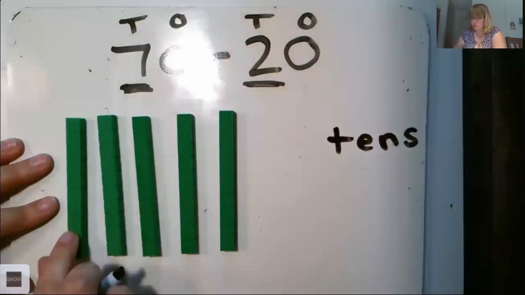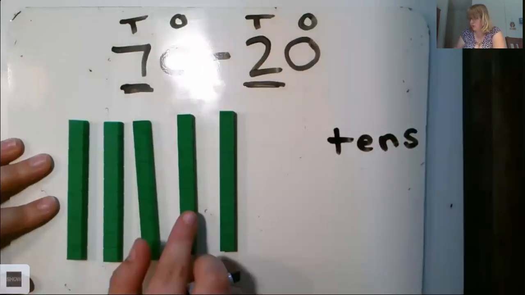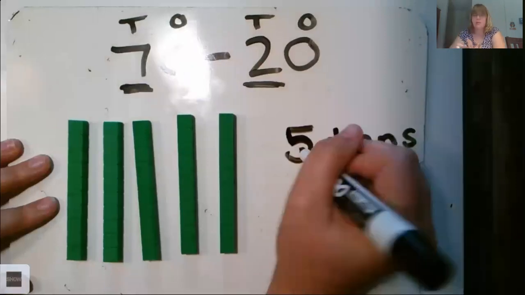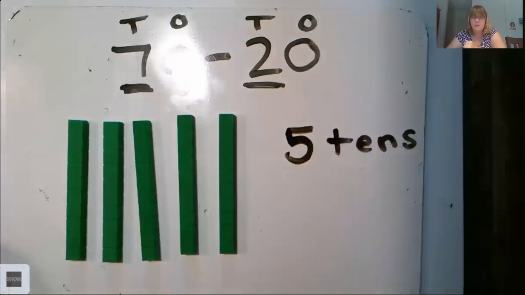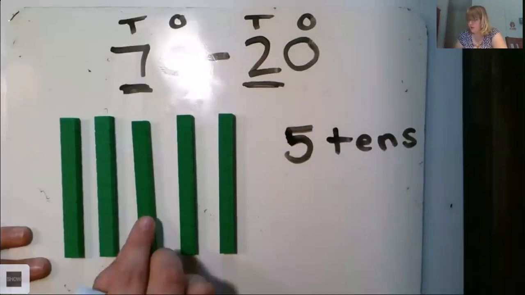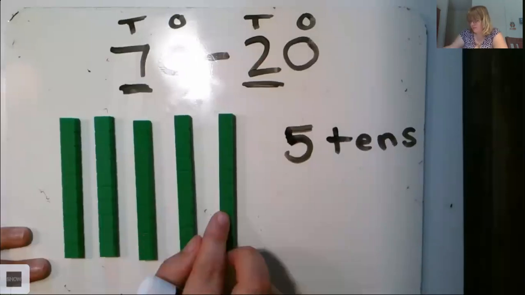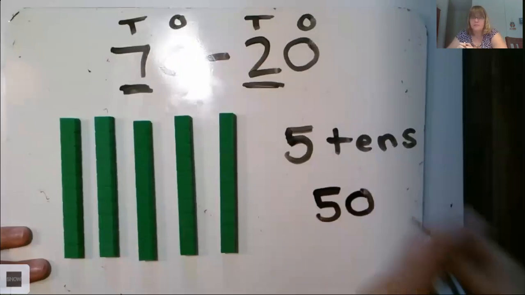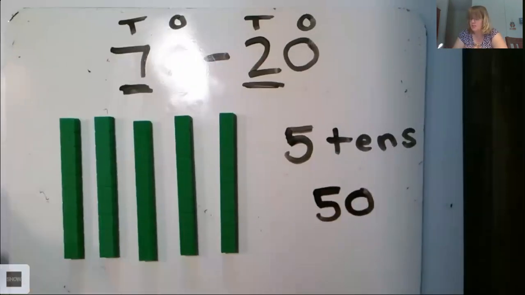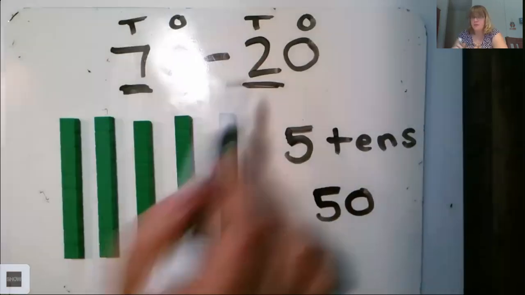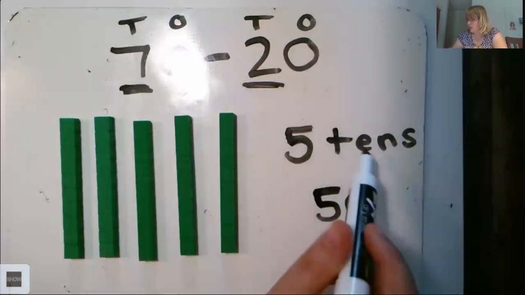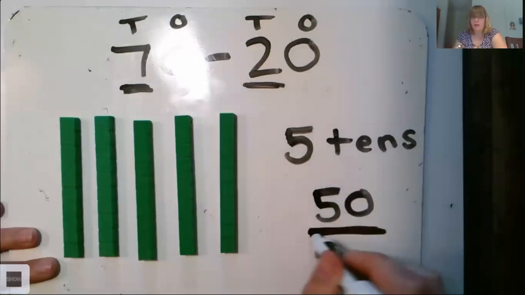1, 2, 3, 4, 5. 5 10s are left for this problem. But we want to know what those 10s are worth altogether. So our second step is going to be to count by 10s and see where we end up. So I have 10, 20, 30, 40, 50 left over. So altogether, when I took 70 minus 20, I was left with 5 10s, which equals 50.